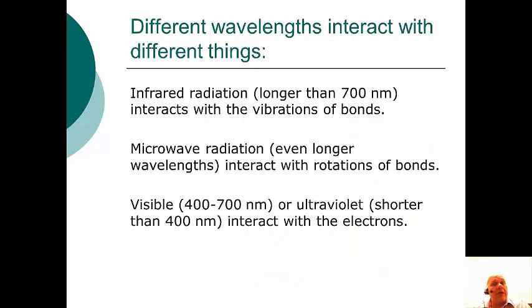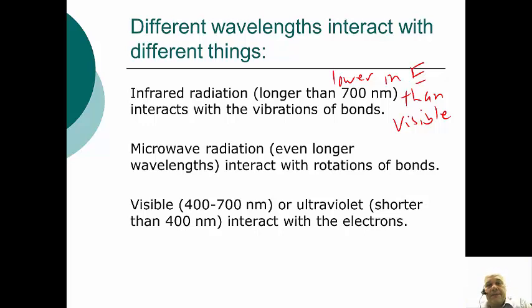Now it turns out that different wavelengths of light, or radiation, interact with different parts of the molecule. Infrared radiation, this is radiation that's longer than 700 nanometers in wavelength, or lower in energy than visible light. Visible light goes from 400 to 700 nanometers. So longer wavelength, lower energy. This actually interacts with the bonds and changes the vibration of the bonds. We'll talk more about that maybe later in the course.